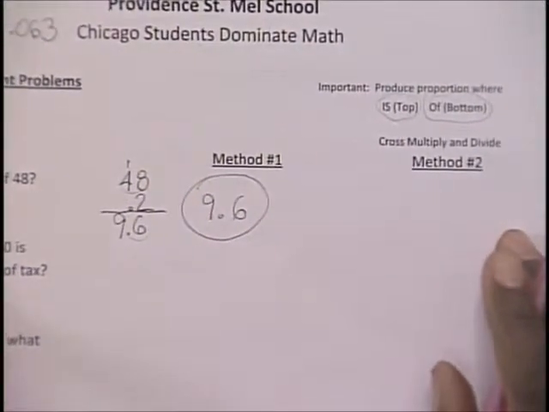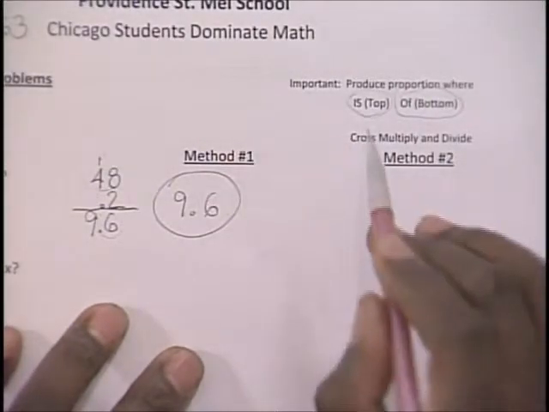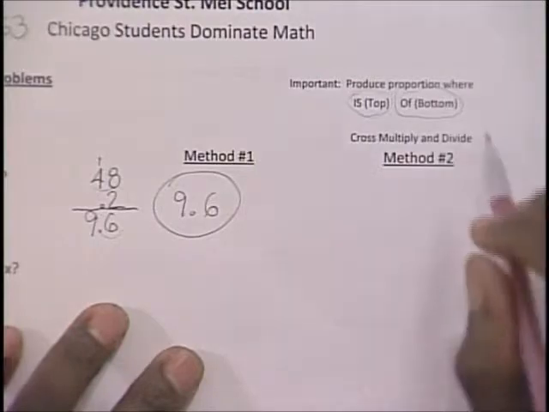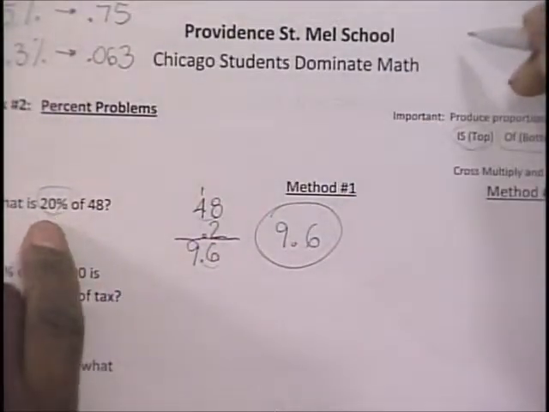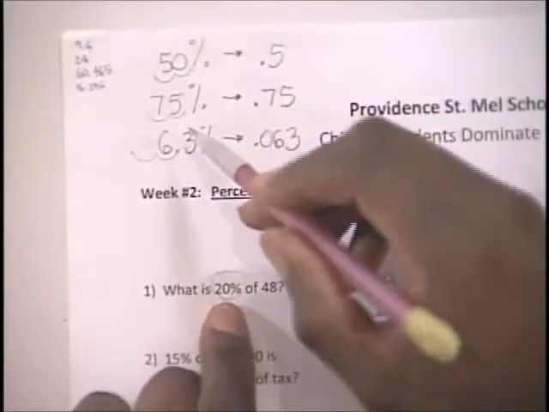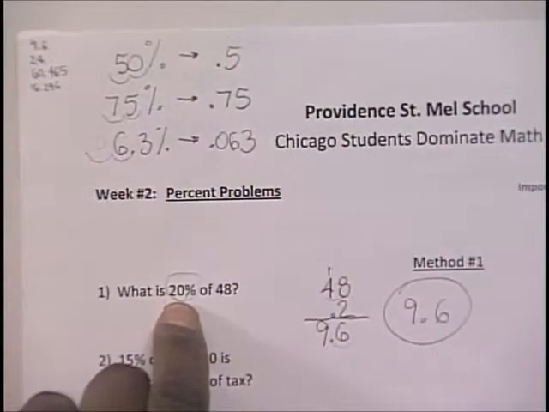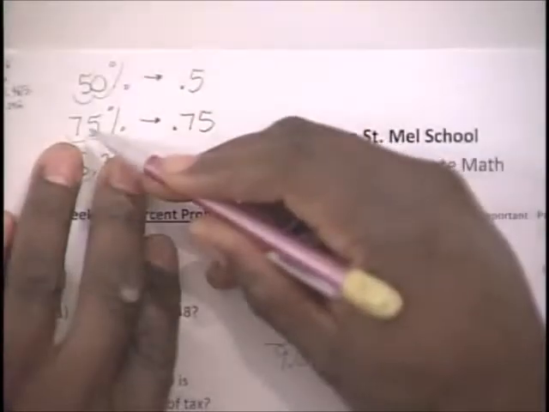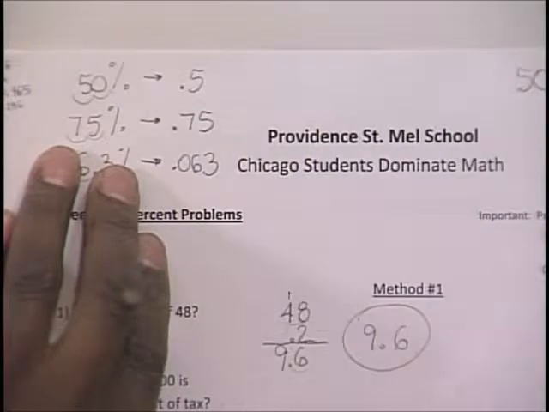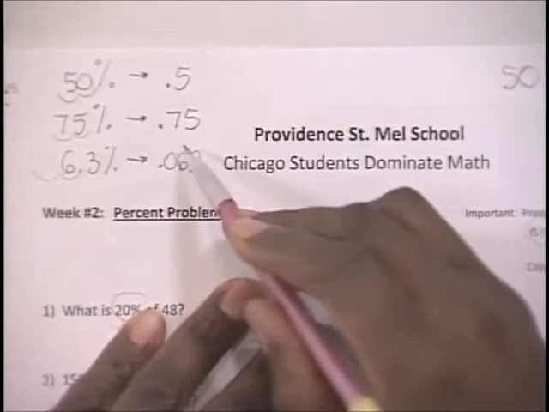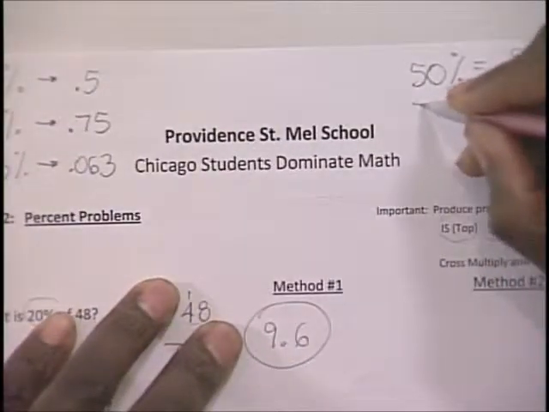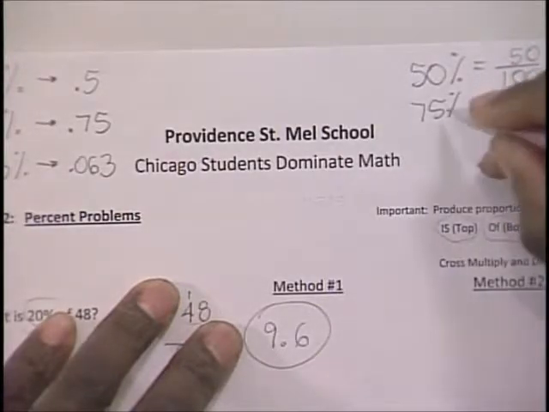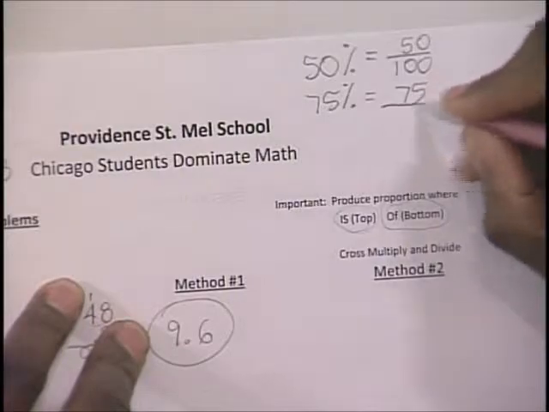In addition to remembering where the number associated with "is" goes, I'd also like to show you how to convert a percent into a fraction. Over here, we showed you how to convert a percent into a decimal. For this second method, I'd like to show you how to convert a percent into a fraction. 50% is the same thing as 0.5, but 50% is also the same thing as 50 over 100. Percent means something over 100. 75% is the same thing as 0.75, but in terms of a percent it's always something over 100, so that's 75 over 100.